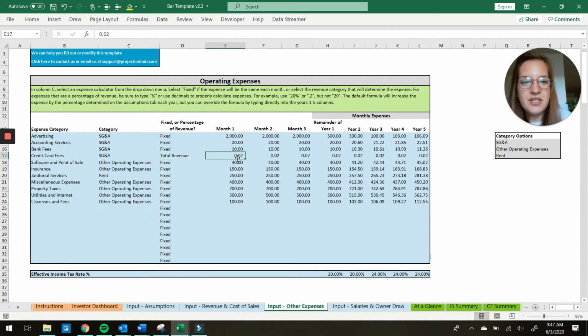Another thing to keep in mind is when you do a percentage of revenue, make sure you're putting it in this decimal format. This here is representing 2%, 0.02. If you just typed 2 in here, that's going to think you mean 200%. So if you do get to your income statement and see that any of your expenses look much larger than they should, come back here and check this column and make sure that if you are using a percentage of revenue, you're using the decimal format for percentages.